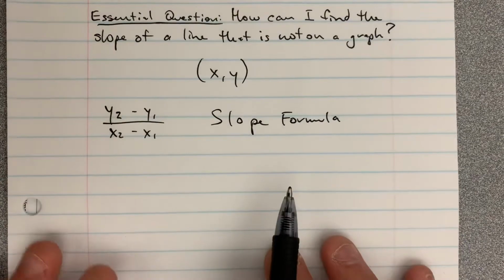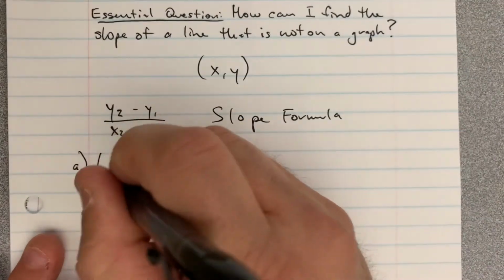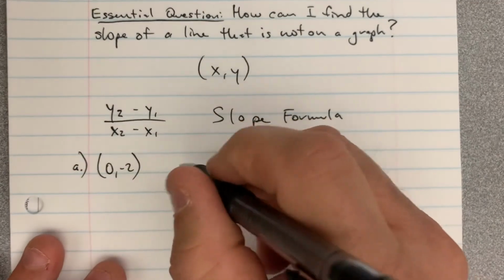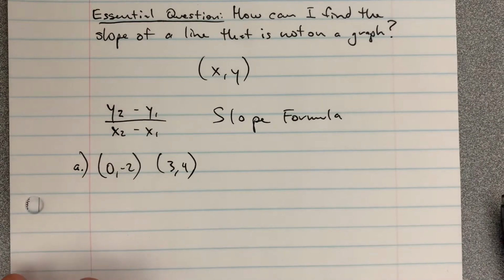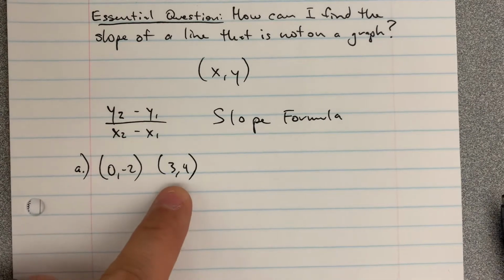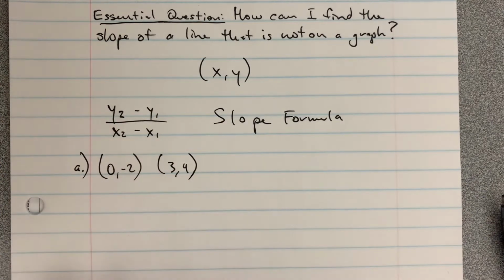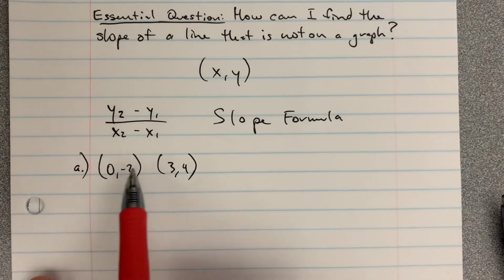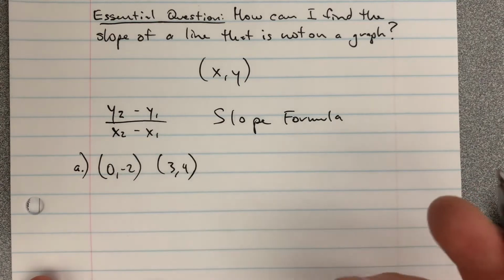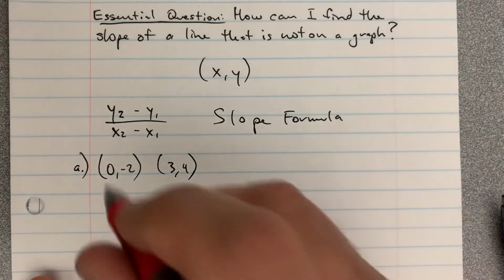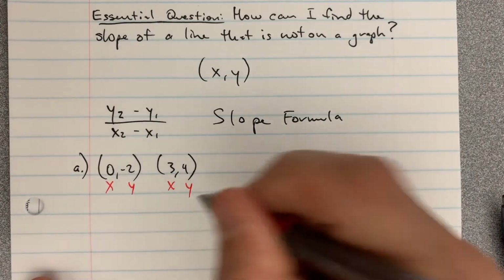All right, so let's start with example A, and here are our 2 points: (0, -2) and (3, 4). As I look at this information, this is my first ordered pair, this is my second ordered pair. The first number is the x, the second number is the y. So I need to assign each one of these numbers, 0, -2, 3, and 4, the corresponding letter and the corresponding number that goes along with it. So obviously, this is an x, this is a y, this is an x, this is a y.